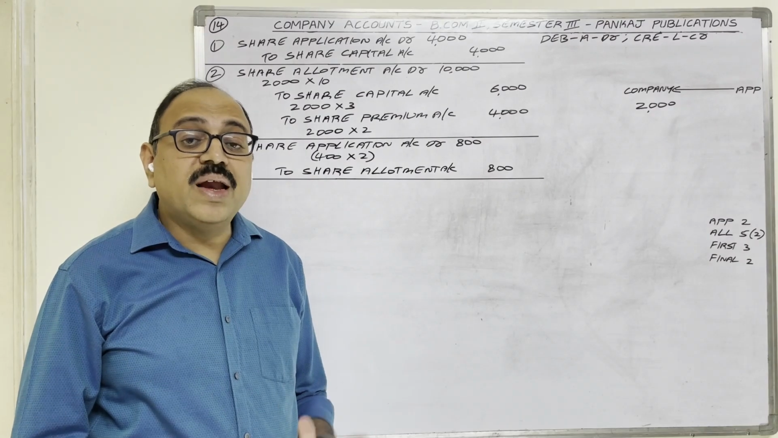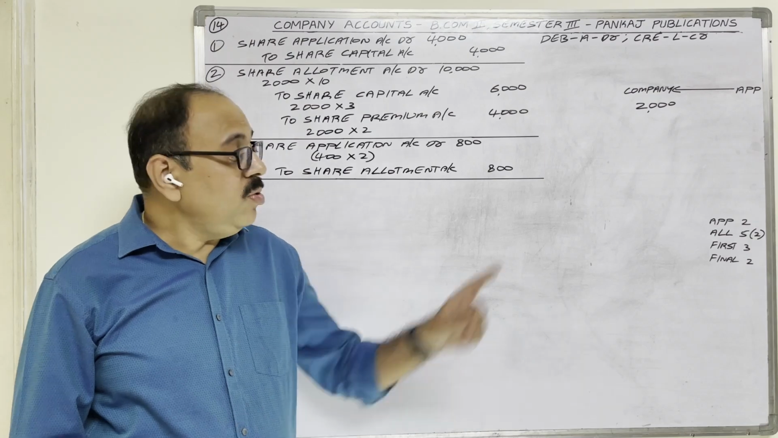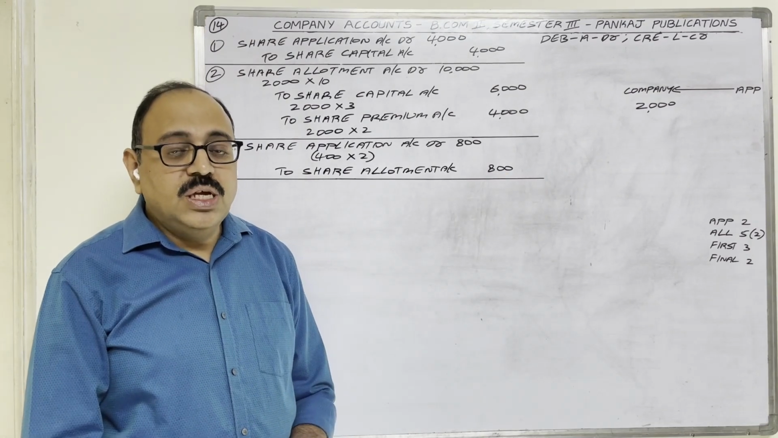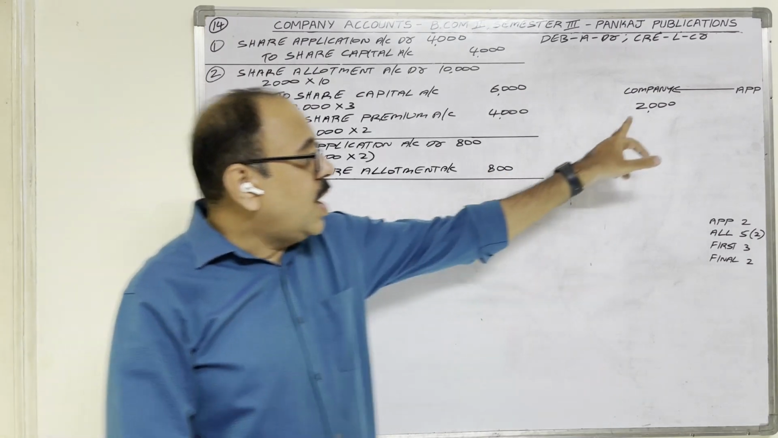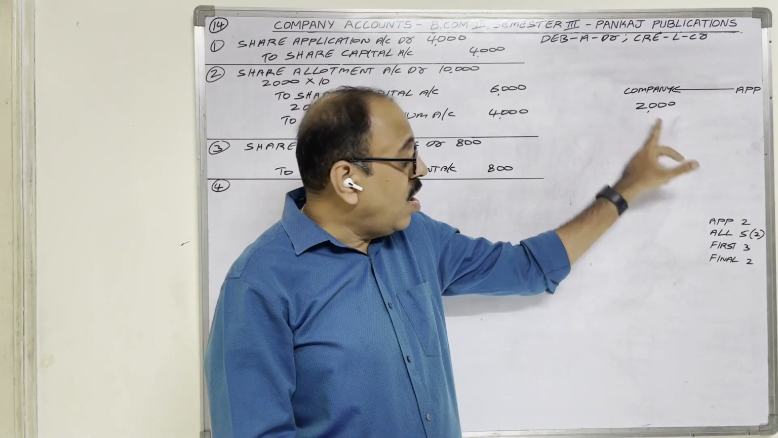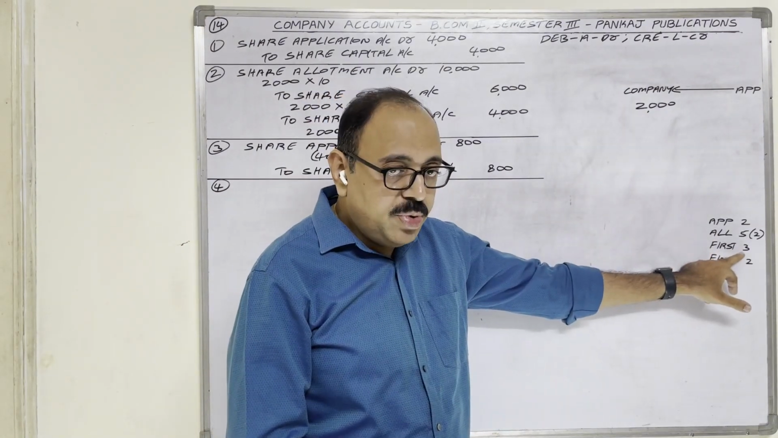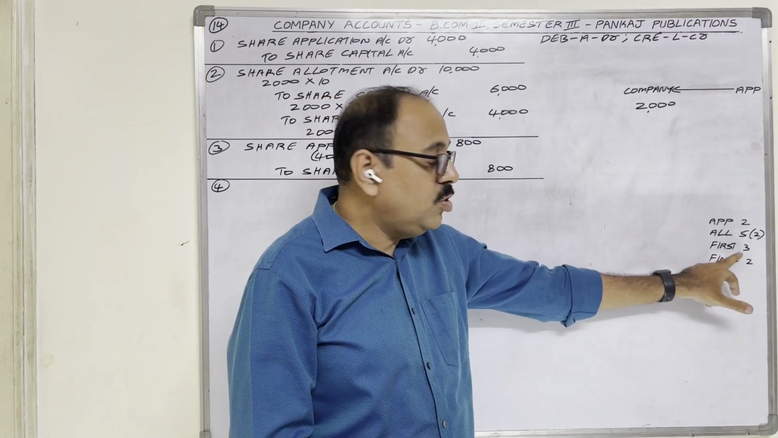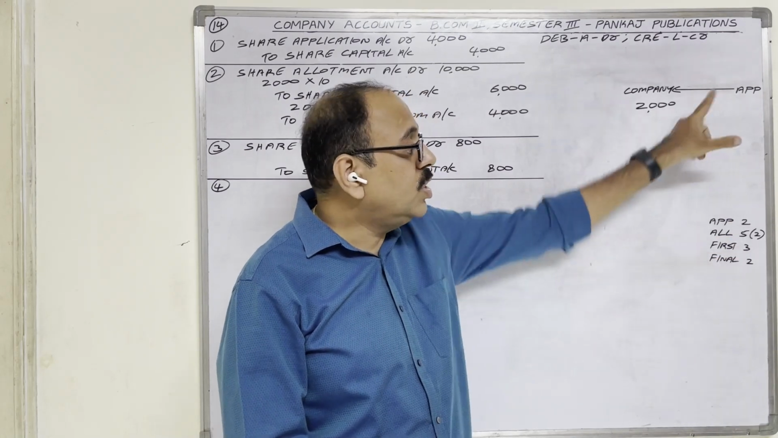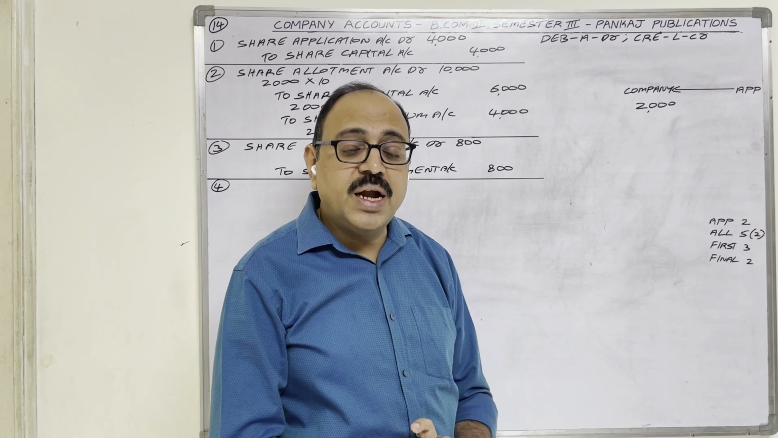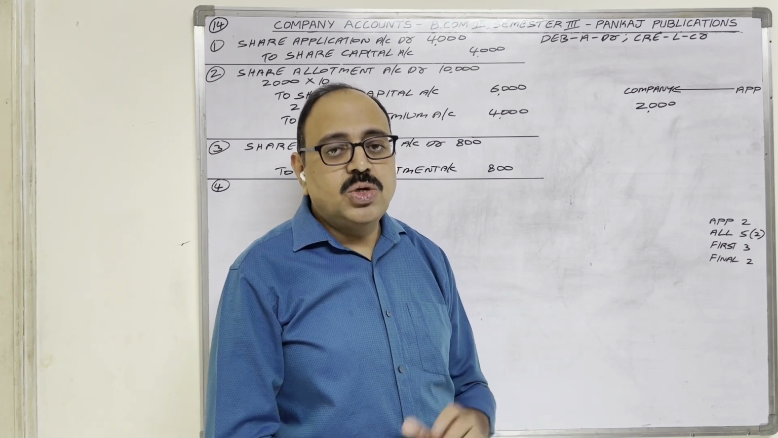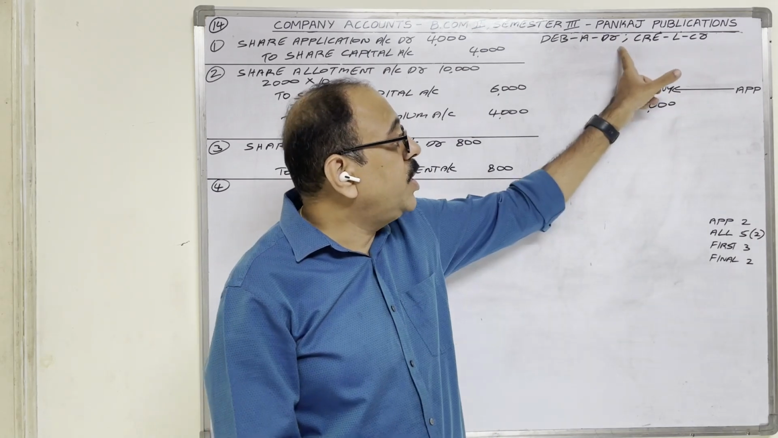Next entry is for transferring share first call amount to share capital account. See, share first call. Company allotted 2,000 shares now. On one share, first call amount is 3 rupees. 2,000 shares into 3 rupees each, 6,000 rupees should come from applicants. Applicants are debtors for 6,000 rupees. So debtor means we should debit now.